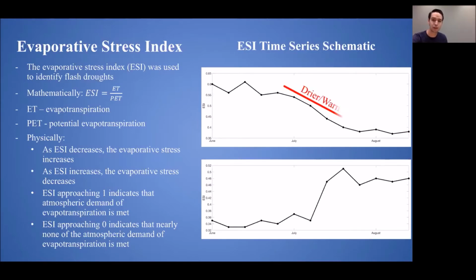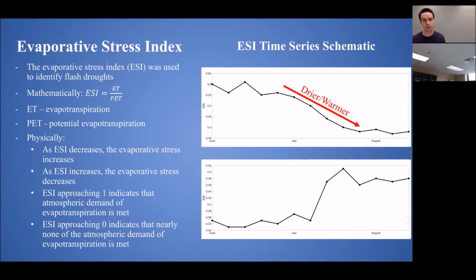The top panel shows an example of decreasing ESI, or an increase of evaporative stress. Speaking from the most general standpoint, as ESI decreases, this indicates drier and warmer conditions. And as I mentioned before, since ESI is the ratio of ET over PET, ESI can go down if we have drier conditions, hence lower ET values, which could be through drier soil moistures, for example, or it could also decrease with increasing PET, which could be driven by higher surface winds, warmer temperatures, and so on.